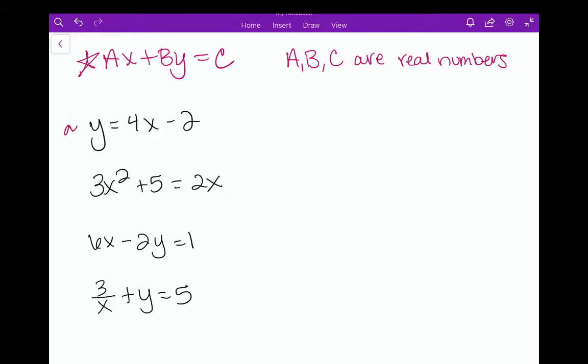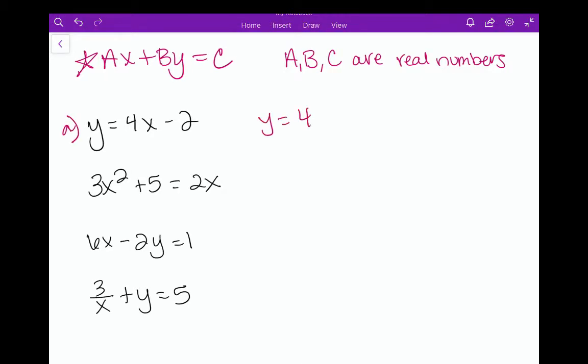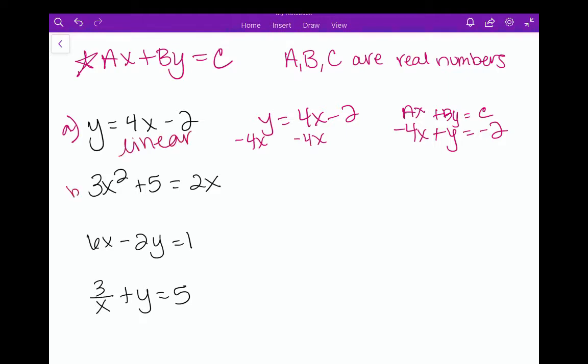If you look at example A, y equals 4x minus 2. Could I make it look like standard form? Well, if I subtract 4x on both sides, then I get -4x plus y equals -2, which looks like ax plus by equals c, so that is linear. In my second example, 3x squared, hold on, that's a problem. I don't have an x squared in my standard form, so this is not linear. The variables cannot have an exponent.